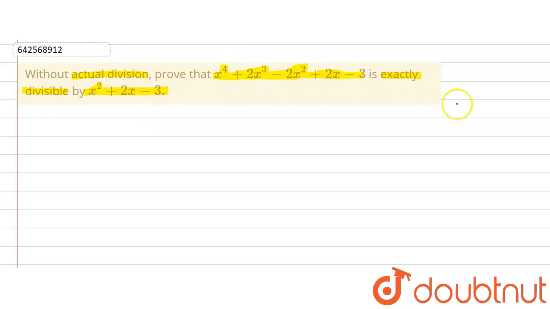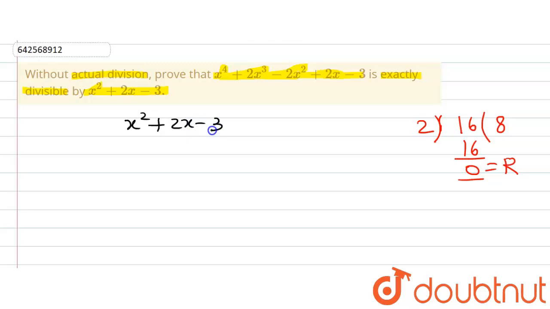By saying that it is exactly divisible by this polynomial, when I say 16 is exactly divisible by 2, it means that it should give a remainder 0. When I divide 16 by 2, the remainder should be 0. So first of all, what we are going to do in this question is factorize this expression, that is x square plus 2x minus 3.